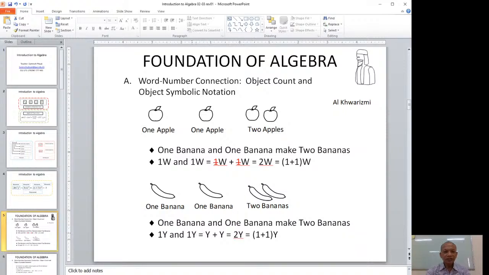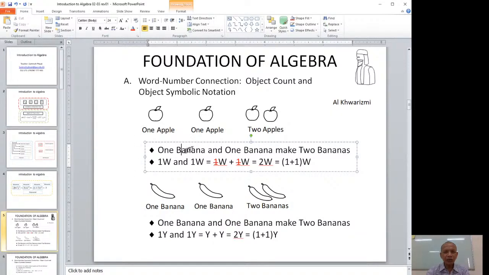So W represents banana. The apple, I think I wrote it incorrectly here. Apple. One apple and one apple make two apples. Okay, sorry for the mistake.